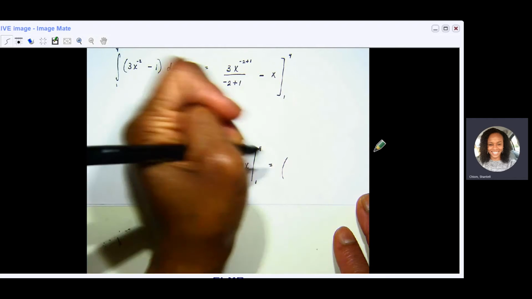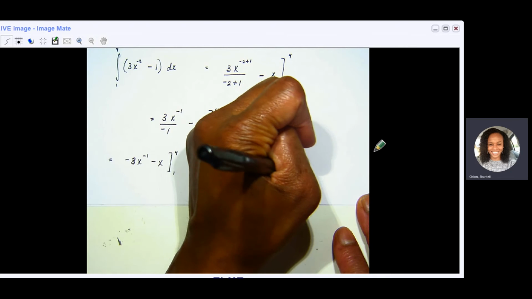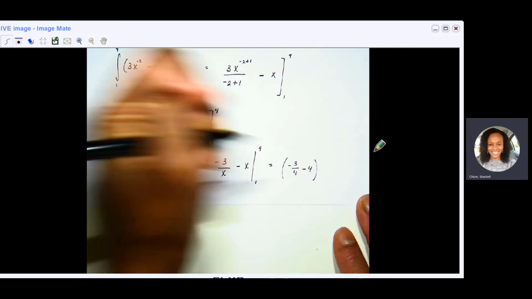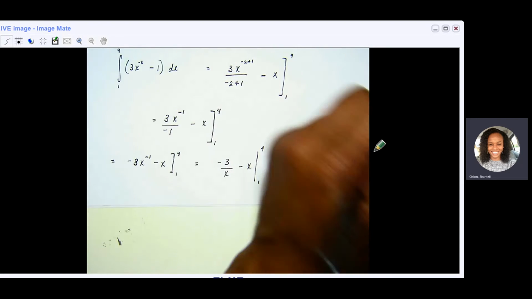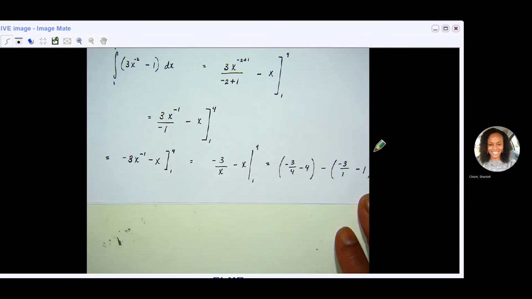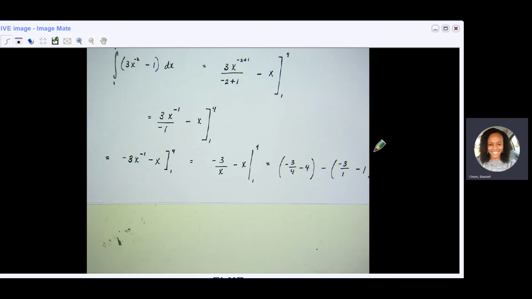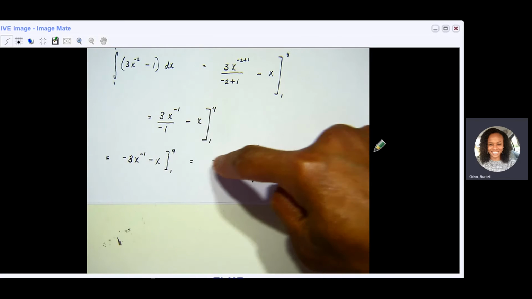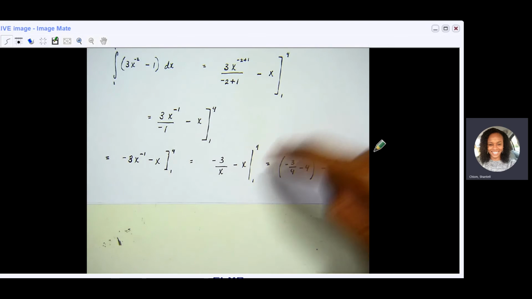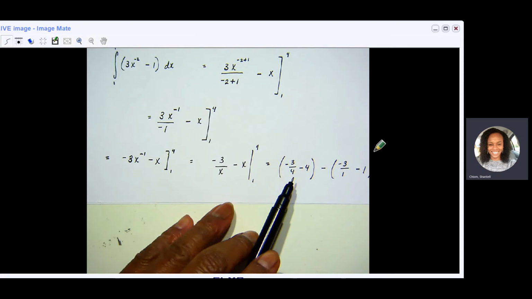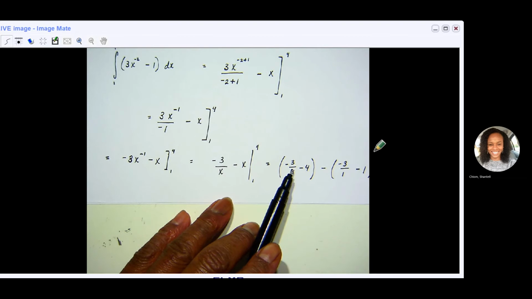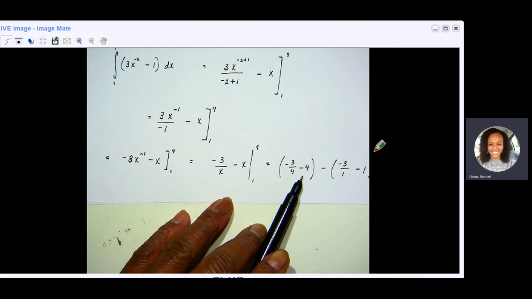So we got -3 over 4 minus 4 minus negative 3 over 1 minus 1. Evaluating this antiderivative at both endpoints. So let's see what we've got. So right here, negative 3/4, and then minus 4.